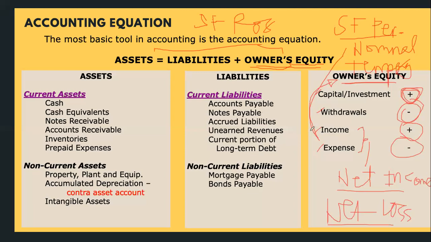Because again, income and expenses are part of the owner's equity. They are close to the owner's equity account at the end of the accounting period. Okay, but we will discuss that thoroughly in the next classes or in the next discussions.